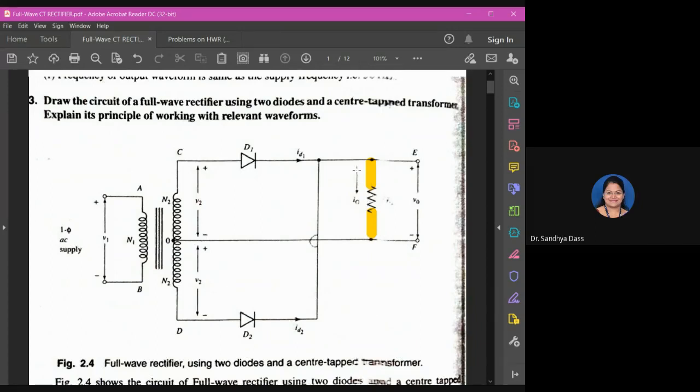And now if you observe the current via the load resistance RL, that is I0, will be ID2 because of the diode D2. And observe the direction of the current there. In both cases, when C is positive, current is from E to F. And when D2 is conducting, even then the current direction will be from E to F. So that means the output current and the voltage will be in the same direction.